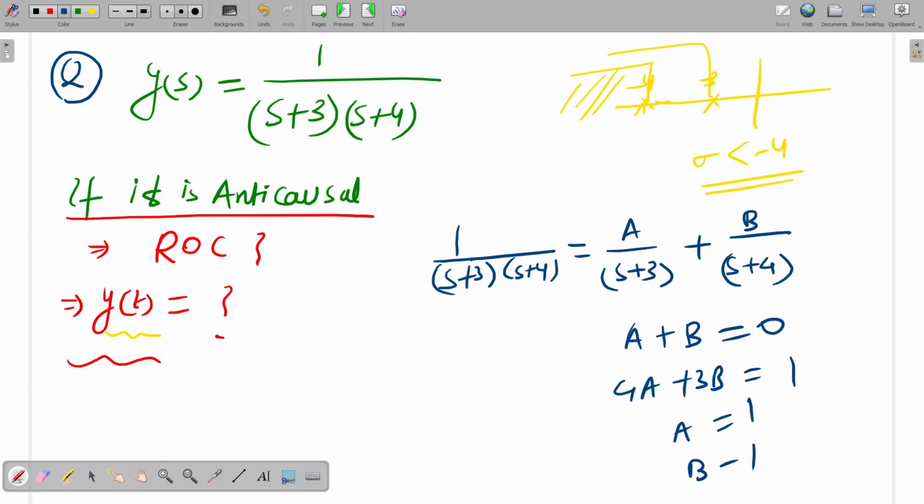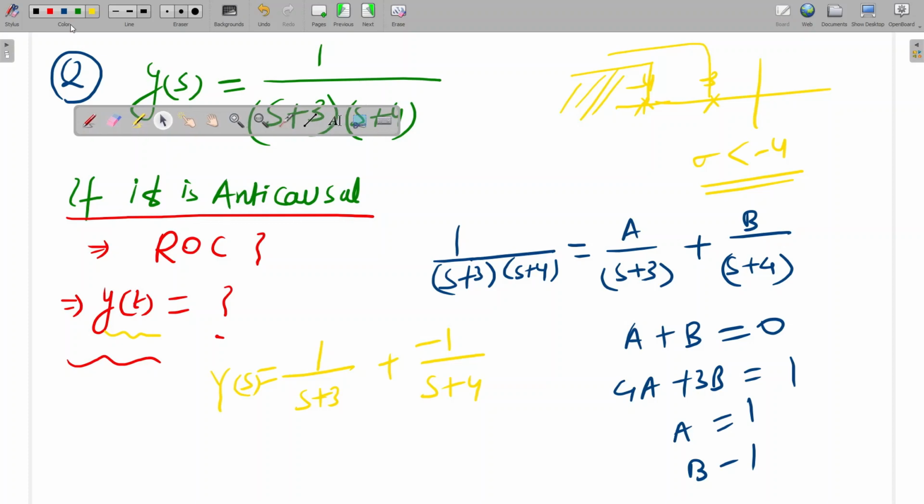Okay. Now we can get the inverse Laplace. What should be the inverse Laplace? Can anyone tell? So 1 by s plus 3 plus minus 1 by s plus 4. This is our y(s). What should be y(t)? That we have to find. You can calculate this value. What should be the y(t) value? Can anyone tell the y(t)?